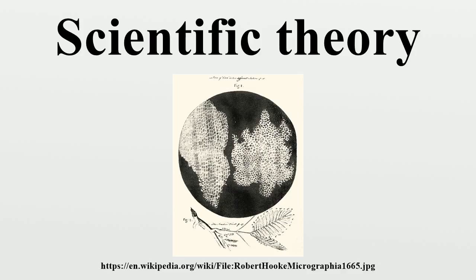One of the most useful properties of scientific theories is that they can be used to make predictions about natural events or phenomena that have not yet been observed. From the American Association for the Advancement of Science. A scientific theory is a well-substantiated explanation of some aspect of the natural world, based on a body of facts that have been repeatedly confirmed through observation and experiment.